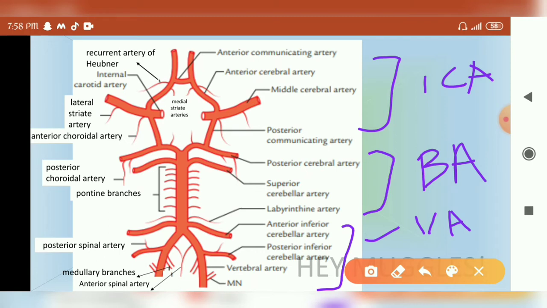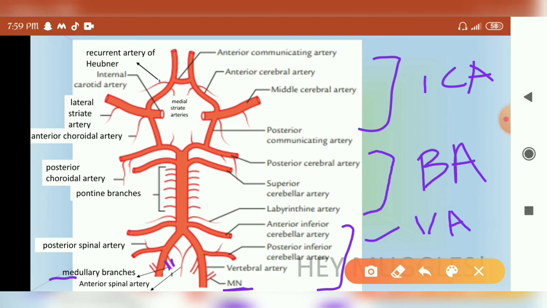So the first branch of your vertebral artery is your meningeal branch. The meningeal branch supplies your falx cerebelli, that is a sheath of your dura mater. So basically the meningeal branch is supplying the dura mater of your posterior cranial fossa. Then we have the medullary branch. As the name suggests, it supplies the medulla oblongata.